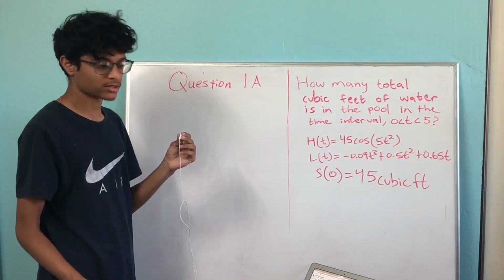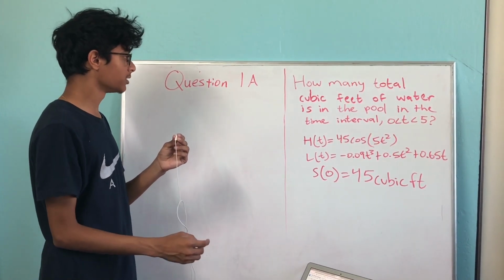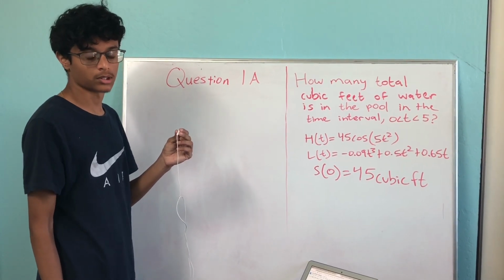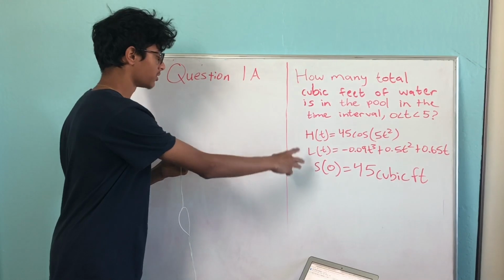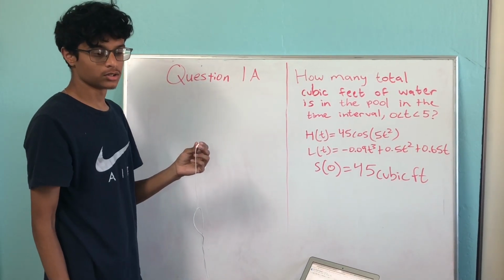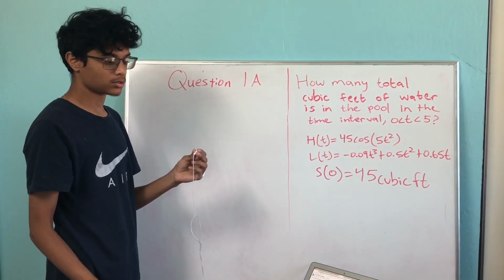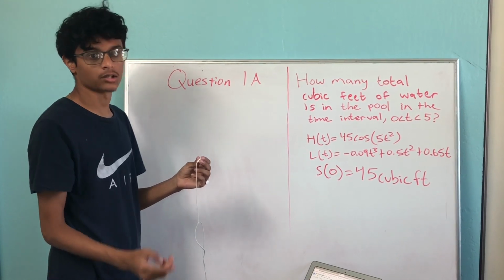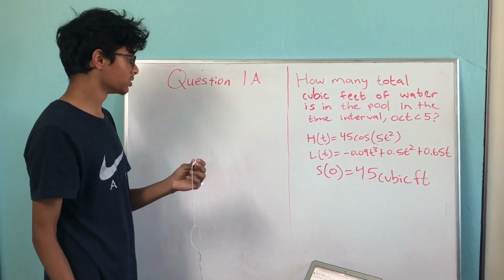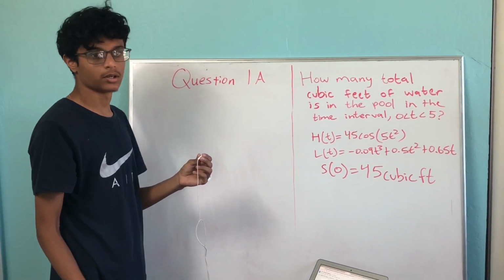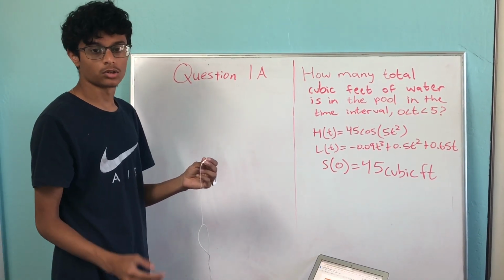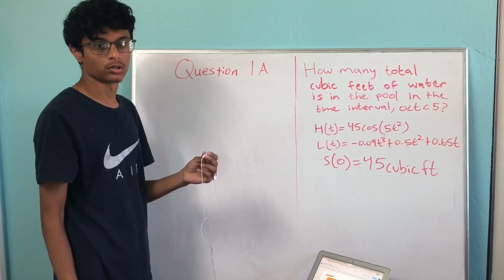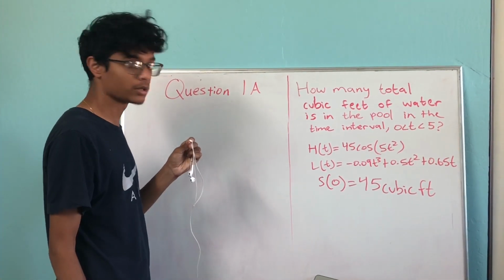Question 1a asks, how many total cubic feet of water is in the pool in the time interval 0 to 5? So, we are given three functions. h of t is a function that describes the rate of the water going inside the pool. And then L of t is a function that describes the rate of water going outside the pool. And then at t equals 0, there's 45 cubic feet of water in the pool. Now I'll answer 1a.